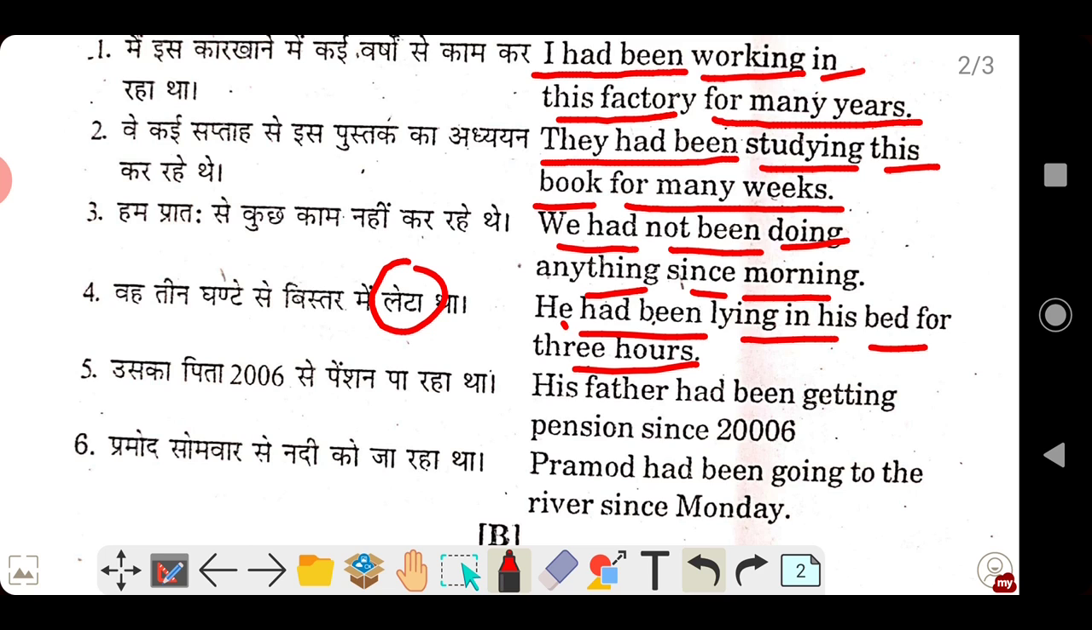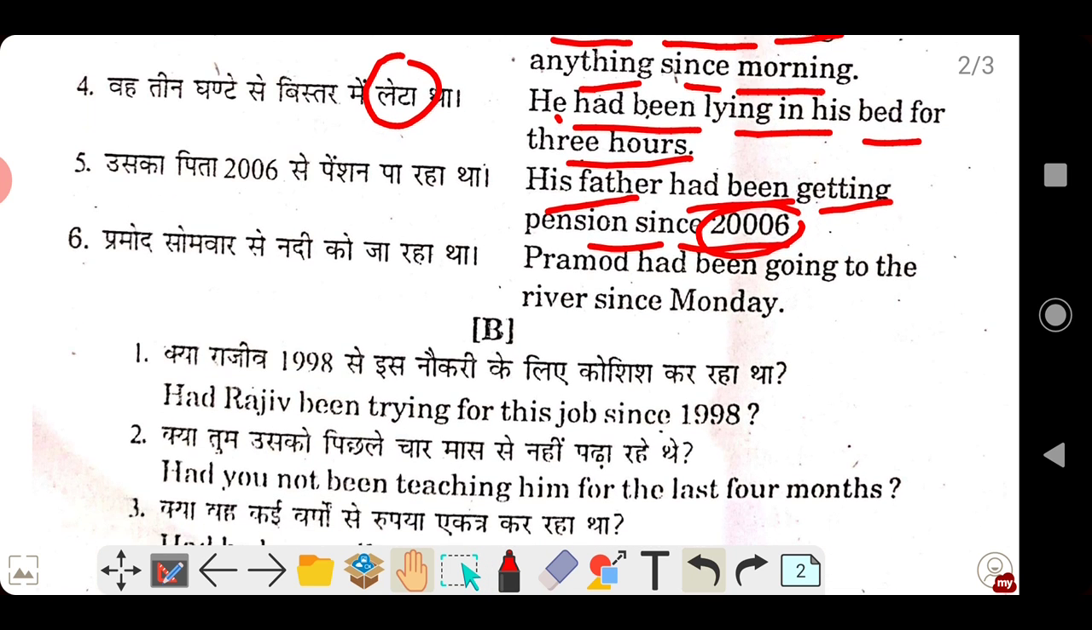Next sentence, his father had been getting pension since 2006. Next sentence, Pramod had been going to the river since Monday. Okay, so those are some simple sentences that I told you.